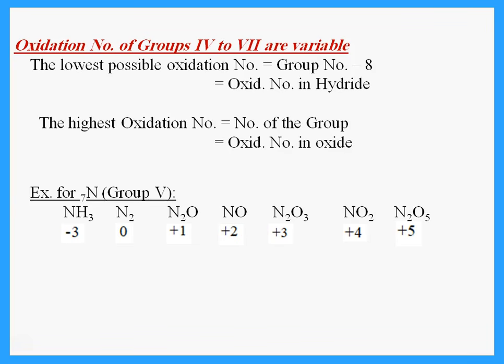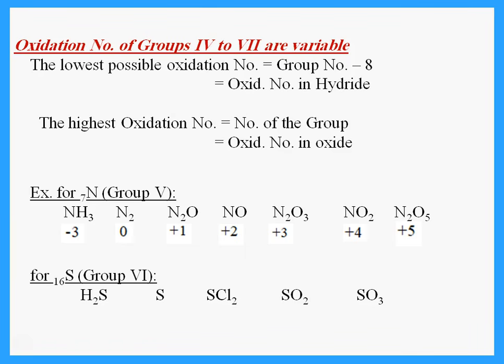So notice again, for groups 5 or 6 or 7, the lowest oxidation number is the group number -8. So group number 5 minus 8 is -3. And this is usually the hydride. So it's usually the element with hydrogen. Now the highest oxidation number is the number of the group. This is something in group 5. So this is +5.